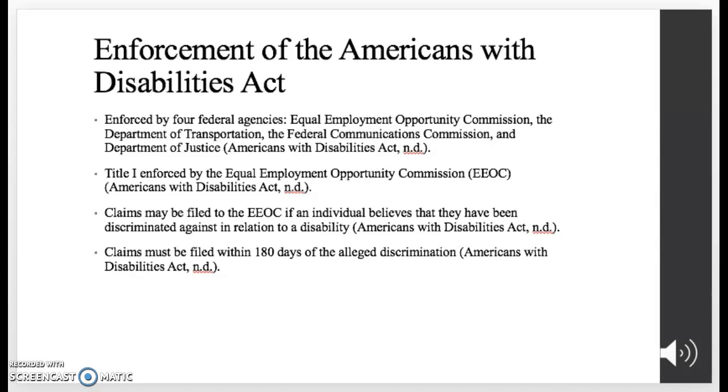If an individual believes that they have been discriminated against based on a disability, a claim may be filed to the Equal Employment Opportunity Commission. The claim must be filed within 180 days of the alleged discrimination.